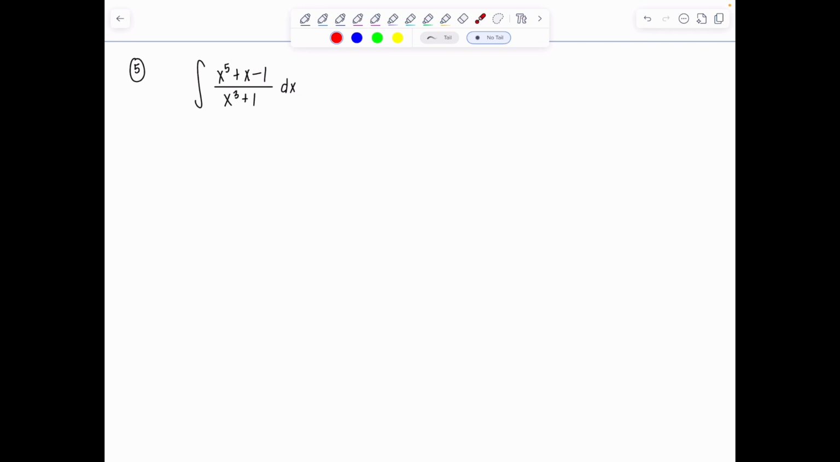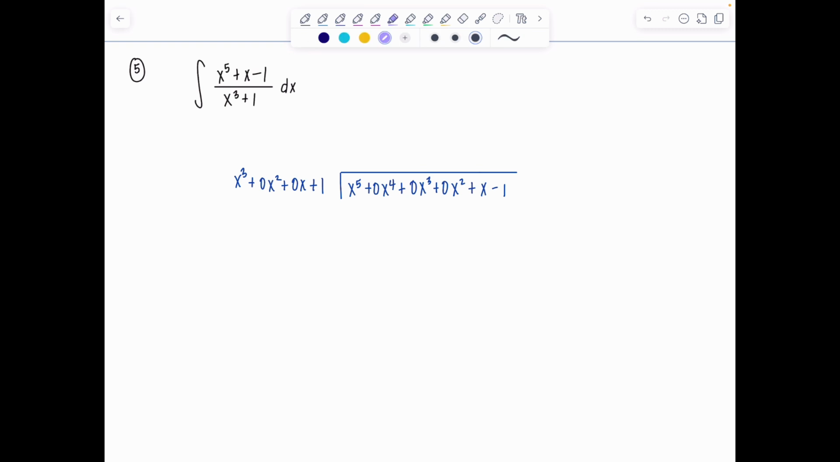Okay, would you know right off the bat we've got to do long division? Yes, because it's not bottom heavy, right? The degree is higher in the numerator. So let's divide x cubed plus 1 into the numerator, but I need a whole bunch of placeholders. Do we need placeholders in the numerator? We sure do. x to the 5th plus 0x to the 4th plus 0x cubed plus 0x squared plus x minus 1.